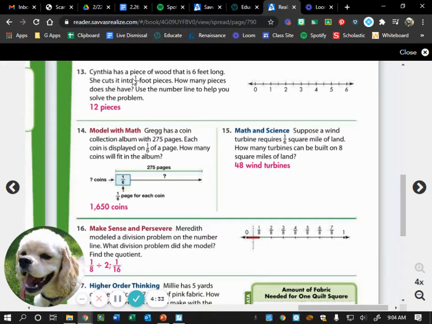It said that Cynthia has a piece of wood that is 6 feet long. She cuts it into half-foot pieces. How many pieces does she have? Use the number line to help you solve the problem. Again, you could use it if you wanted to.